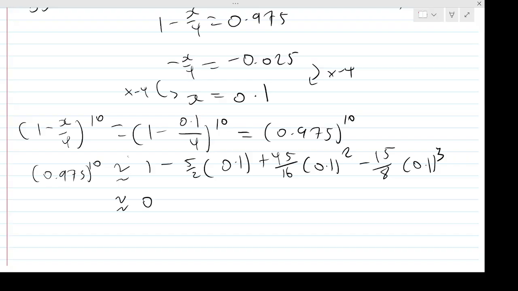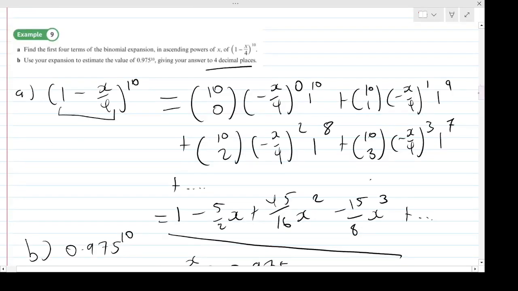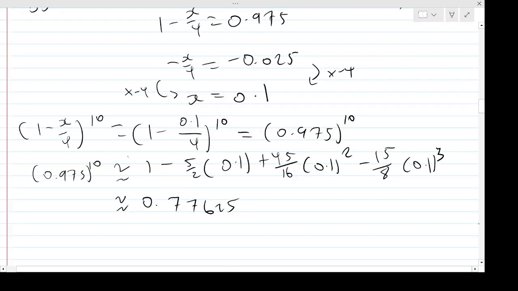That's 0.77625. To 4 decimal places, that would be 0.7763 to 4dp. There we are then. So that's the whole idea, right? We can substitute values of x in, equate the two numbers together, set the two brackets together to get a value of x, which we then plug into the expansion to obtain an approximation. And like I discussed, we could plug in multiple values of x to find the same thing.